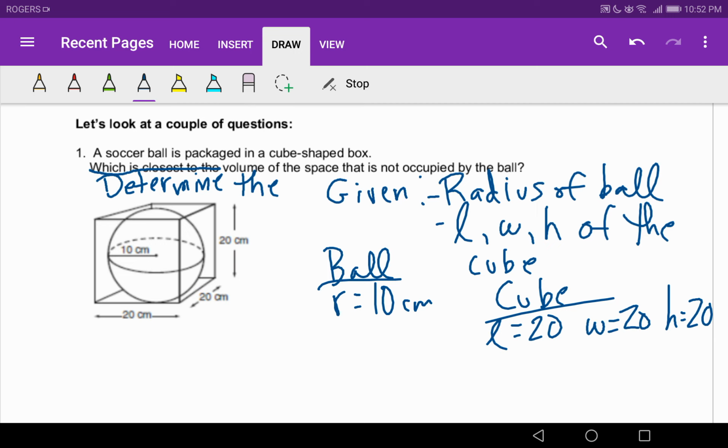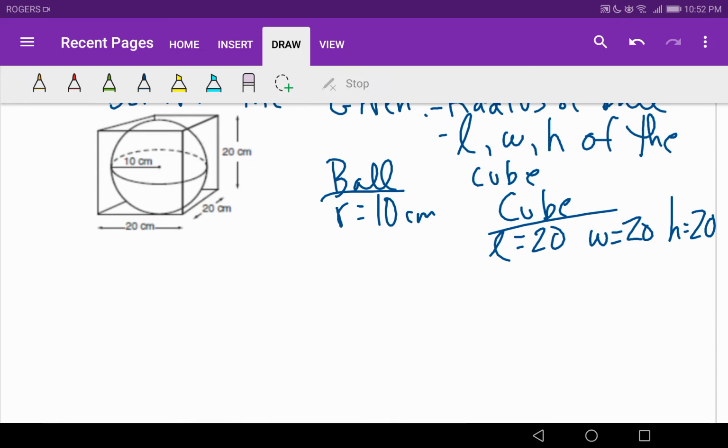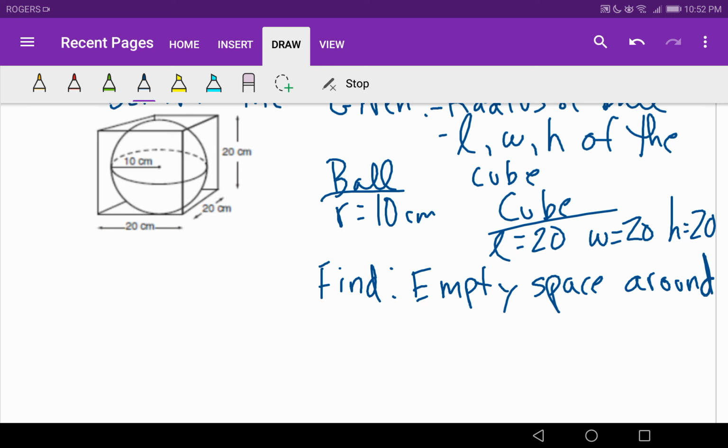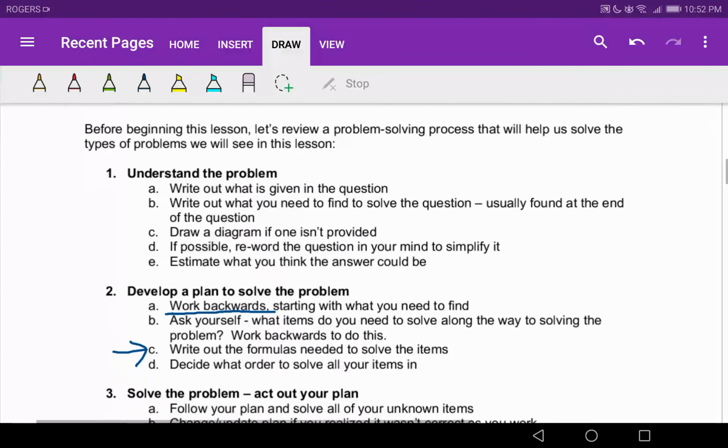Now, what do I need to find? It says determine the volume of space that is not occupied by the ball. Okay, so what I need to find then is the empty space around the ball. Okay, so see how that right away gives me some clarity. All right, so I really encourage you to follow these steps. Okay, I don't need to draw a diagram. I already have a diagram there. Let's see what else is in my problem solving model.